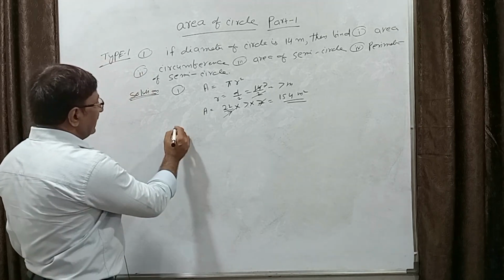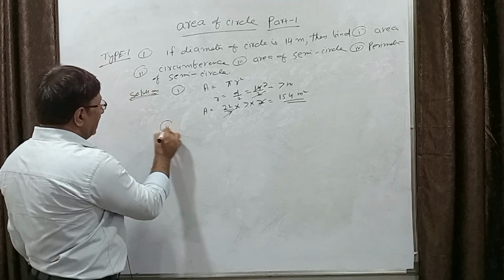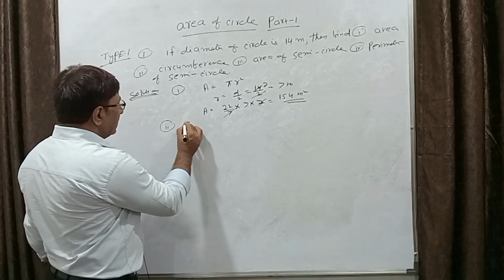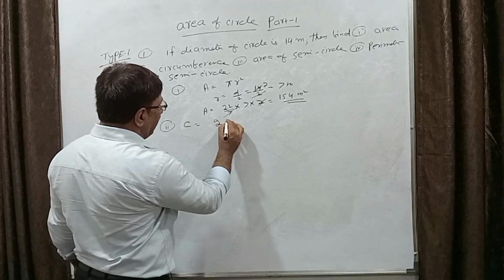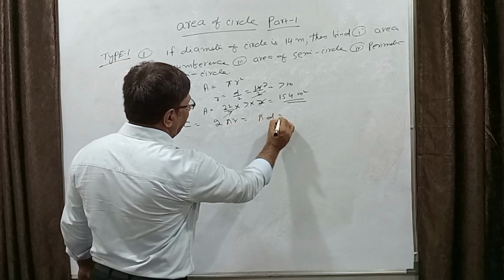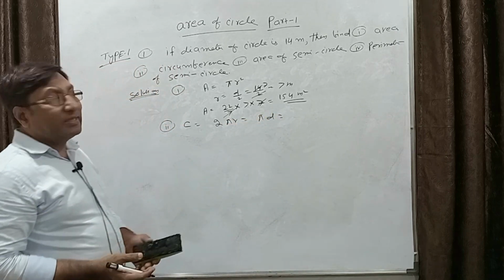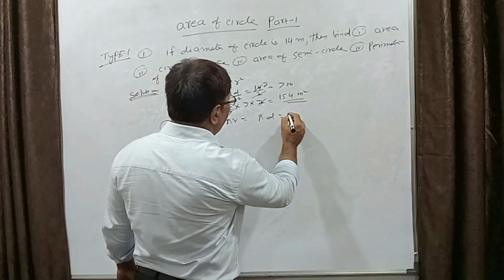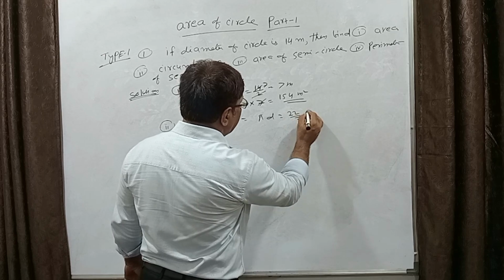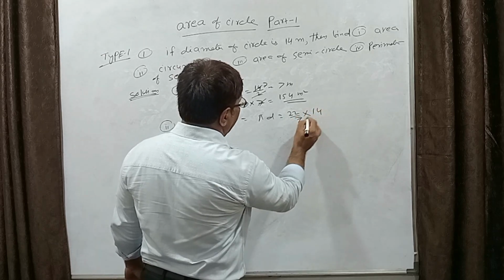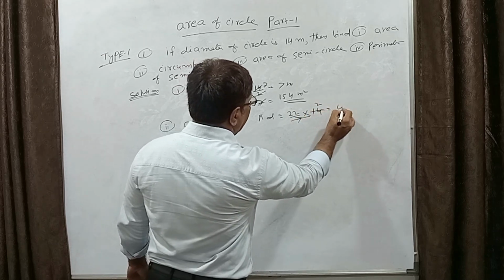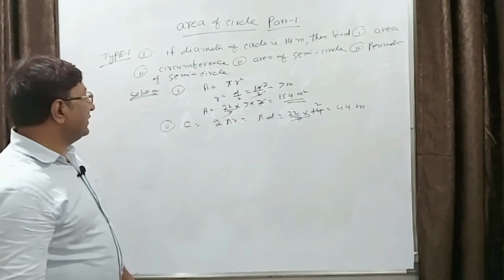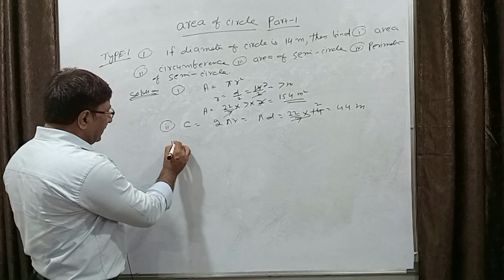In the same way, this is the second point. Second point is what? Circumference of the circle. So you know circumference of circle is what? That is 2 pi r or pi d. So here diameter is given, so you can use the direct pi d formula. So pi is 22 by 7 and d is 14. So 7 twos are 14, 22 twos are 44. So our correct answer is what? 44 meter.